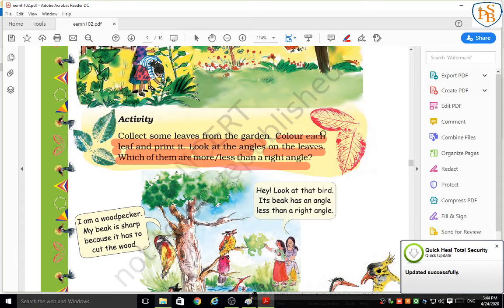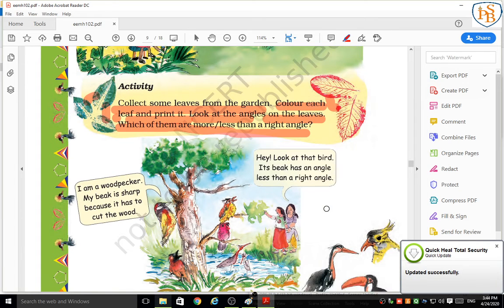First you have to collect all the leaves. Okay, some few leaves you have to collect. Then color it. After coloring, just print it in your notebook and just see which of them are less than 90 degree and which of them are more than 90 degree. You have to just see the angles between the leaf. Okay, and you have to find out which are more than right angle or less than right angle.